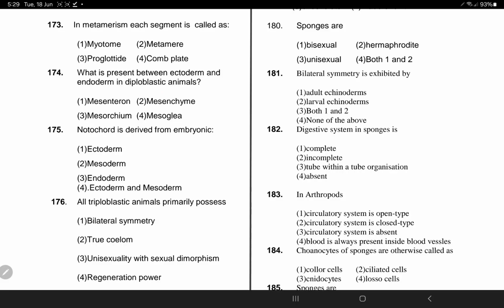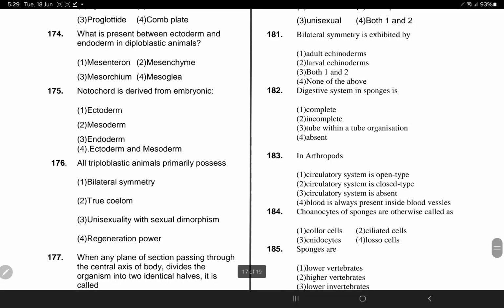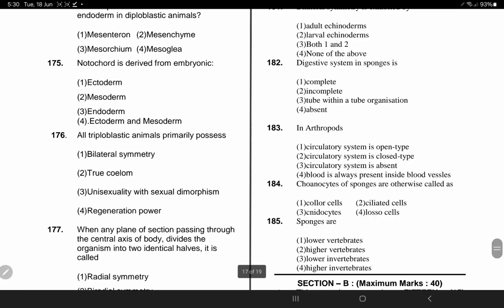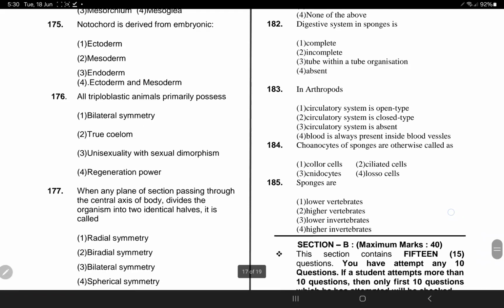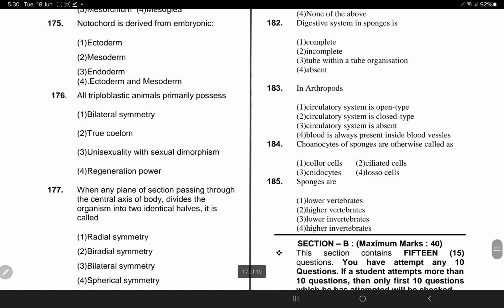Which is present between ectoderm and endoderm in case of diploblastic animals? Mesoglea. Option 4 is correct. Notochord is derived from embryonic mesoderm. Option 2 is correct. All triploblastic animals primarily possess bilateral symmetry. Option 1 is correct. When any plane of the section passes through the central axis of the body and divides an organism into two identical halves, it is called radial symmetry. Option 1 is correct.